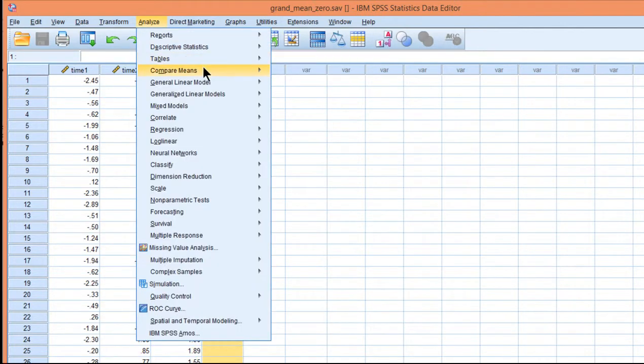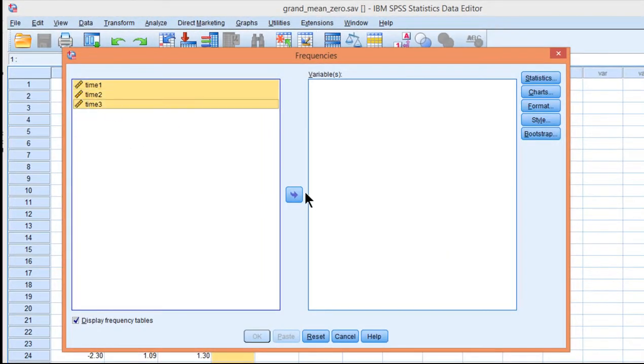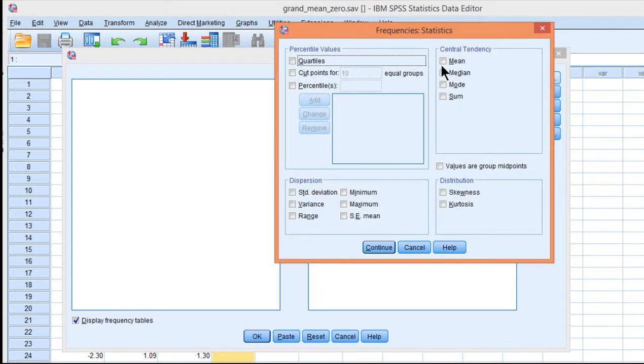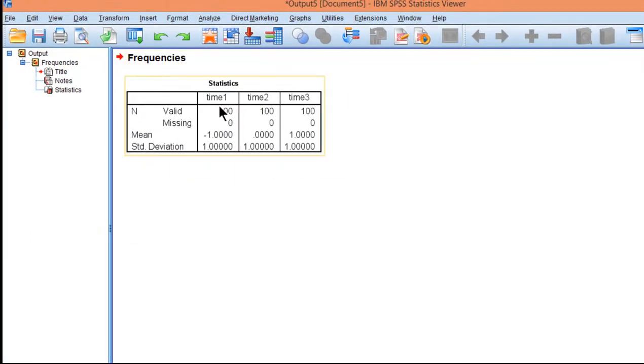So I've simulated data, got 3 levels associated with the within subjects factor, time 1, time 2, time 3. And let's just look at the basic descriptive statistics associated with this. We'll look at the means and standard deviation. And we can see that the first mean is negative 1.0. The second mean is 0, and then it's a 1.0. So there's a mixture of negative and positive values here. The standard deviation is 1 across all levels.